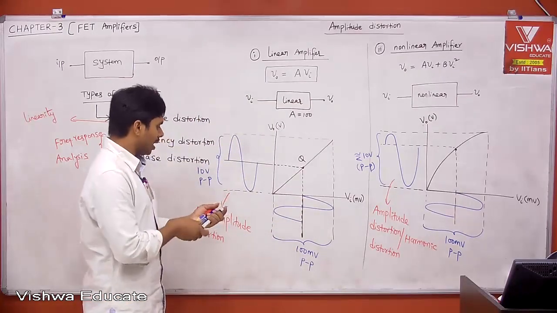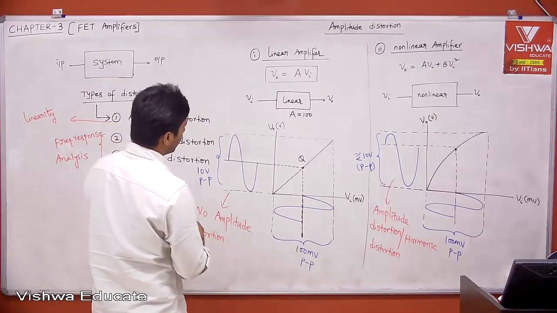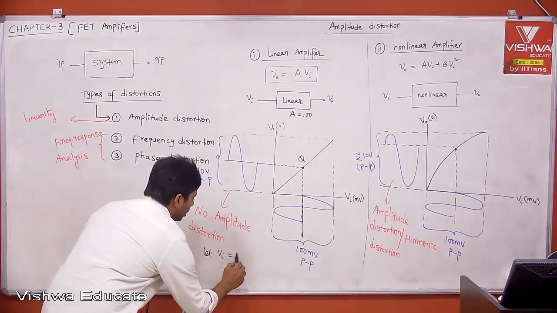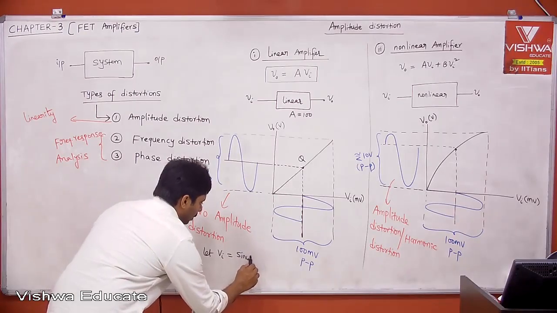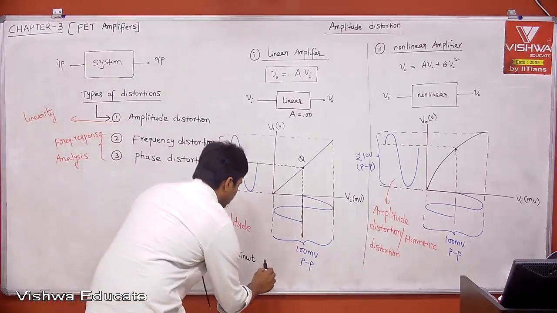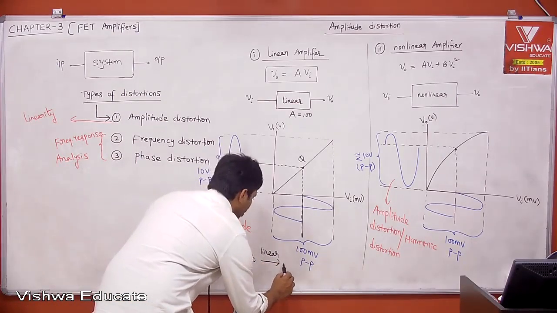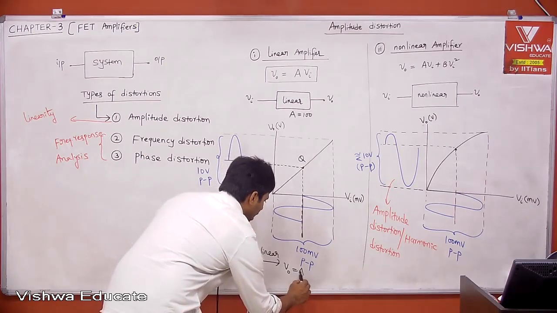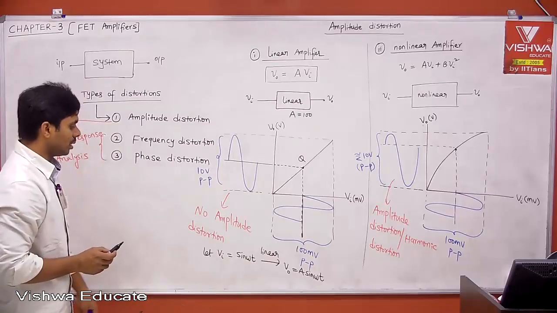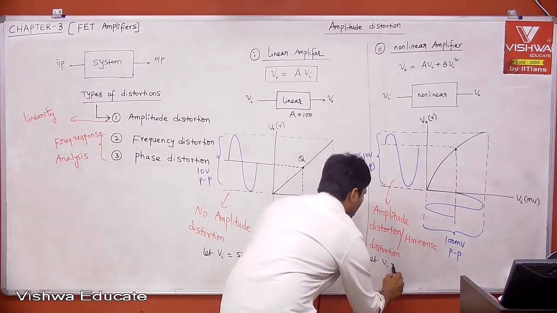If you take, for example, let Vi be equal to sin omega t, then what is your output if the system is linear? Your output will be equal to A sin omega t. That is fine, right?